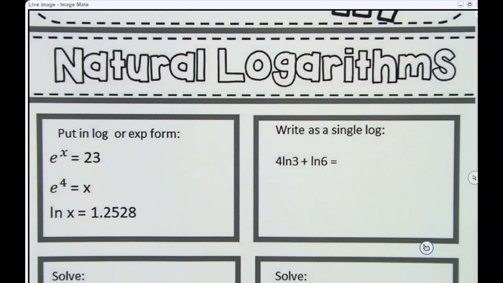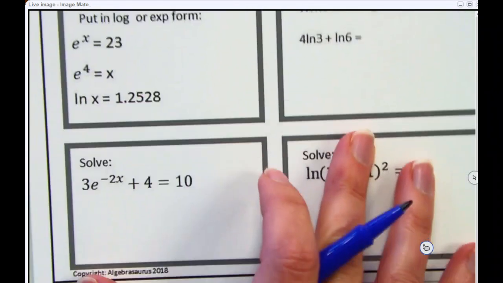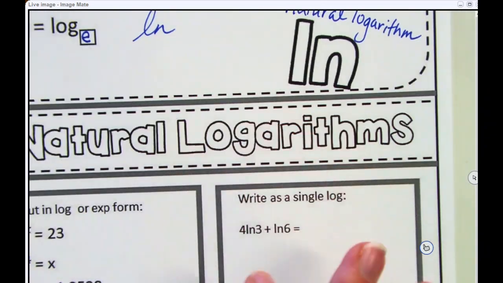Natural logs follow all of the common logarithm rules that we already know. So remember, when we add them together, they can be multiplied. When we are subtracting, it's division. All of those rules apply here when we come to solving, and we'll do these step by step.